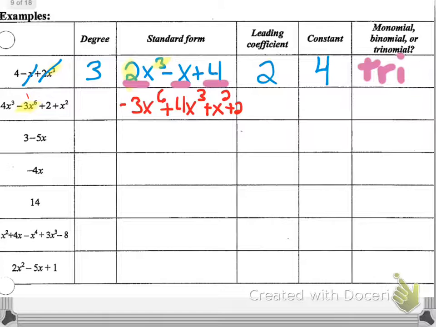Now my degree is the highest power, so here it is a 6. Your lead coefficient is the number in front of that, so negative 3. The constant is the one on the end with no variable, so that would be a 2. And I have 4 parts, since we don't have a specific name for 4 pieces, 4 terms, that would be a polynomial. Always be careful too, if you can combine any like terms, you want to do that before you decide whether it's a polynomial or a monomial, binomial, or trinomial. Okay?